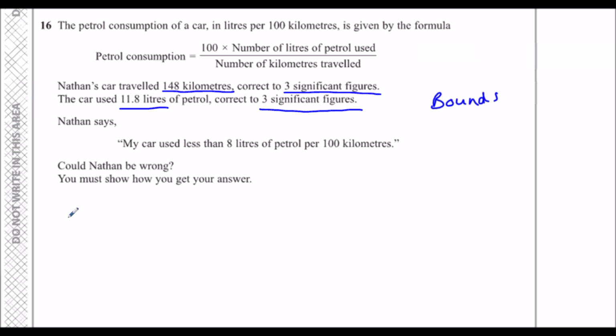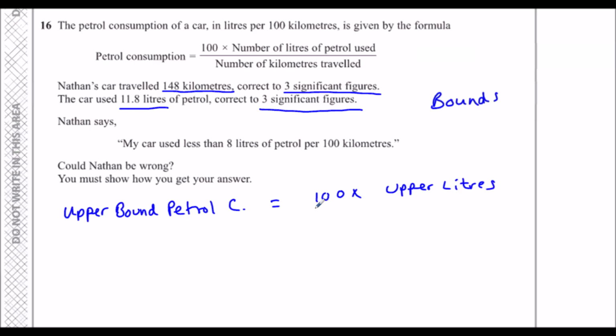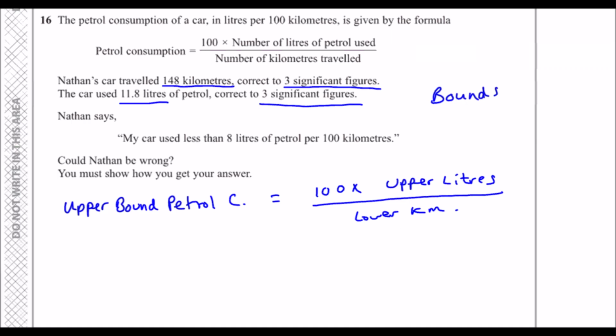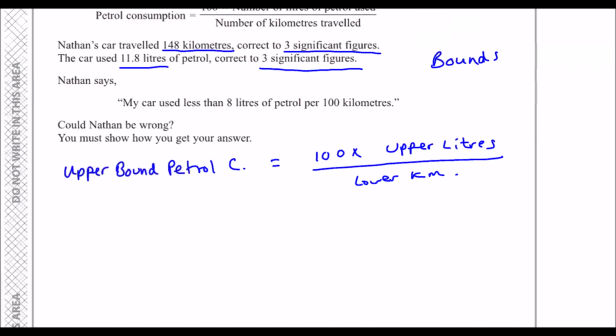We want to know the most it could have used. So the upper bound of petrol consumption will be 100 times the upper bound for litres divided by the lower bound for kilometres. So the upper bound is the biggest number possible divided by the smallest number possible. That will give us the biggest answer. So let's get these bounds.